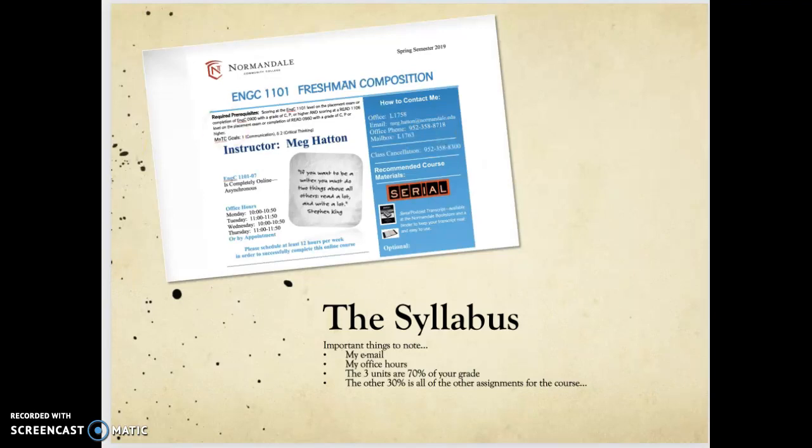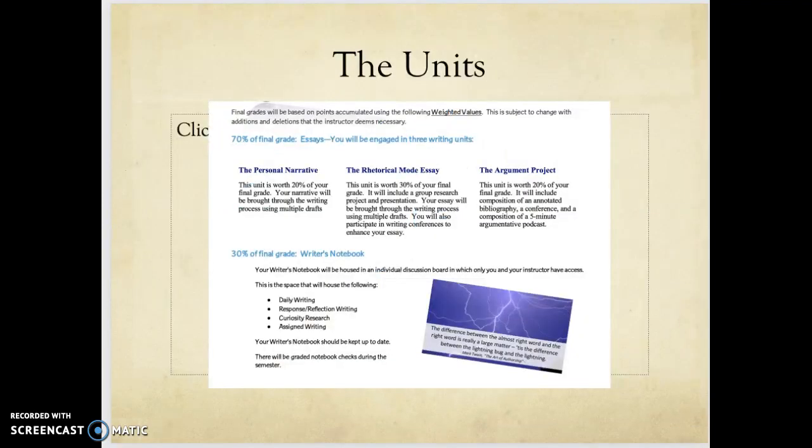The next thing that I'd like to show you, this is right from the syllabus, is these are the units. There are 3. The first one is the personal narrative, and that is your first big paper that we will be starting with for the semester. The second essay that you'll be working on is a rhetorical mode essay. This is the essay that's going to take up the bulk of our semester. It's the hardest one, and we'll spend the most time on that one. The third unit is our argument project.